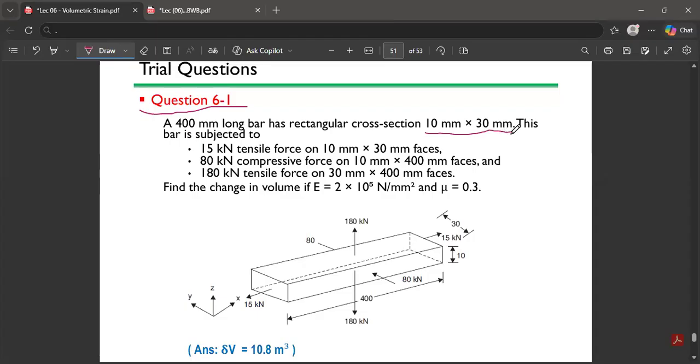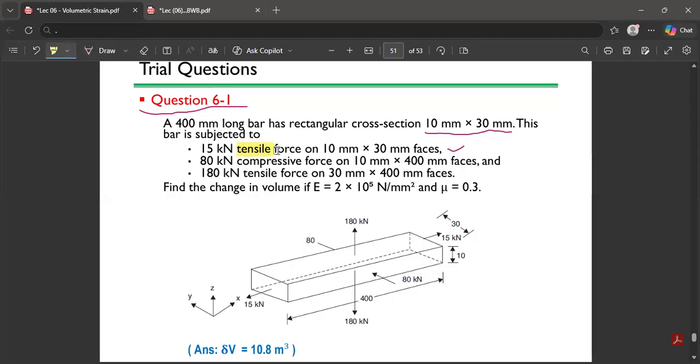10 by 30 millimeters. This bar is subjected to a 15 kilonewton tensile force on the 10 millimeter by 30 millimeter face. Also, it is subjected to an 80 kilonewton compressive force. So you can see the keywords that they are using over here.